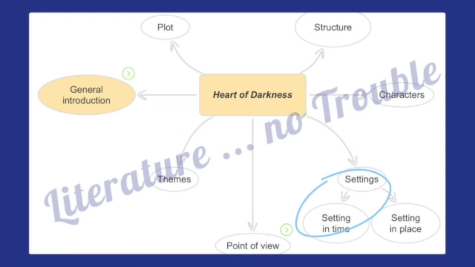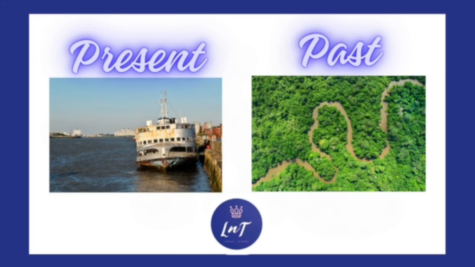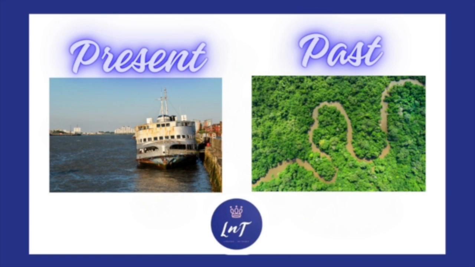And now the setting in time. There's a very sophisticated time structure in Heart of Darkness. The novel unfolds through multiple temporal layers, reflecting both the immediate events of Marlow's journey and broader historical context.